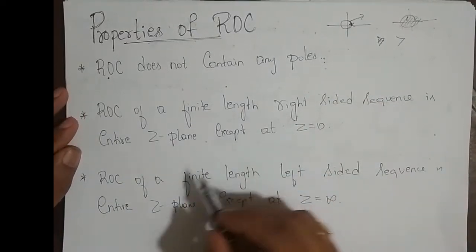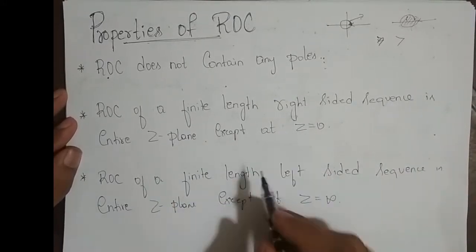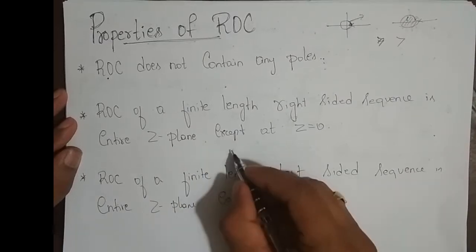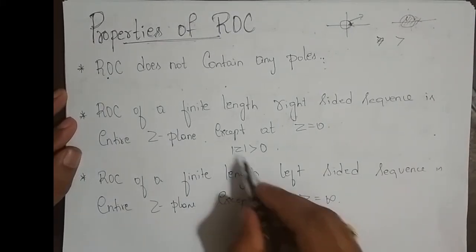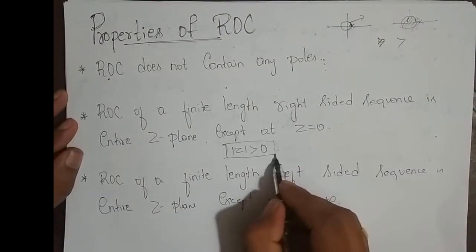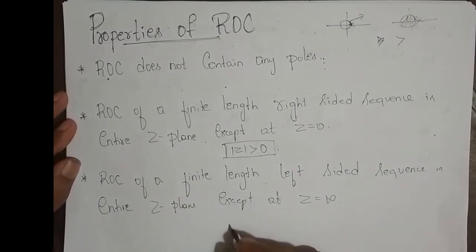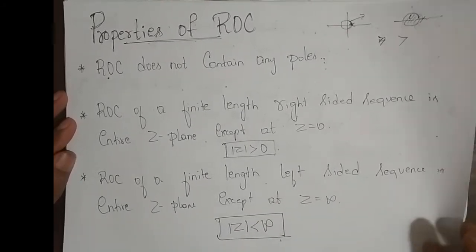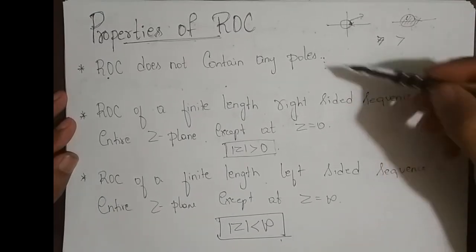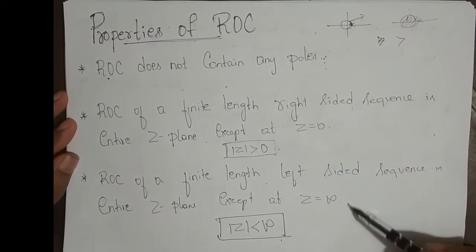Next property, ROC of a finite length right-sided sequence is entire Z plane except at Z equal to 0. In the sense, I can write it as magnitude of Z is greater than 0. This is one of the ways to say that it is entire Z plane except at Z equal to 0. And ROC of a finite length left-sided sequence is entire Z plane except at Z equal to infinity. Magnitude of Z is less than infinity. This is one more way to say the statement. This does not contain any pole. Finite length right-sided sequence, magnitude of Z is greater than 0. Finite length left-sided sequence, magnitude of Z is less than infinity.